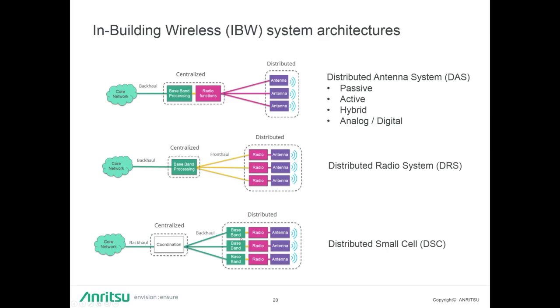And then finally, distributed small cells. In this case, the baseband processing, the radio, and the antenna are all distributed throughout the system. The small cell is a micro base station, and so in this case, we have only backhaul that we're dealing with from the individual base stations to a centralized coordination point back into the core network.